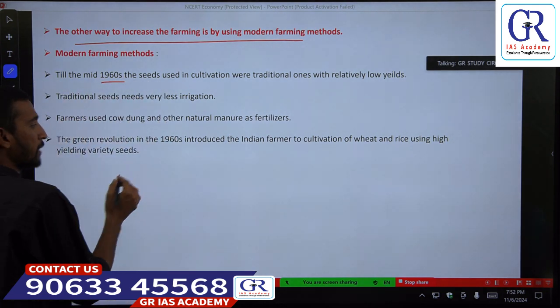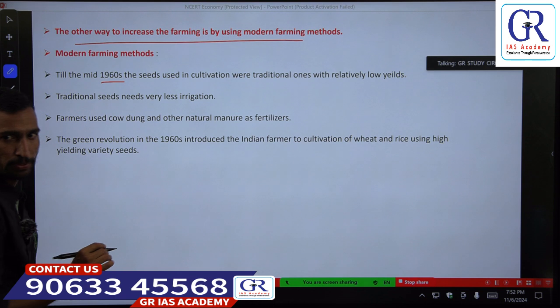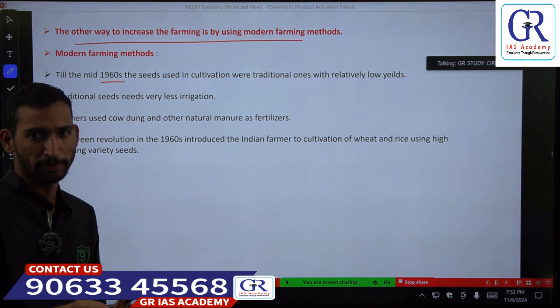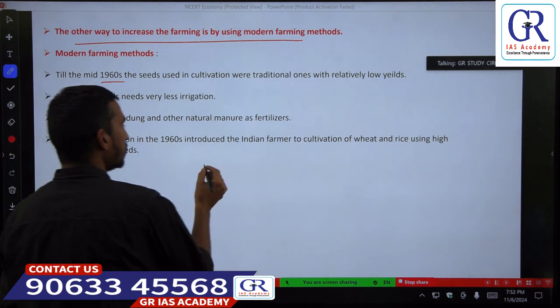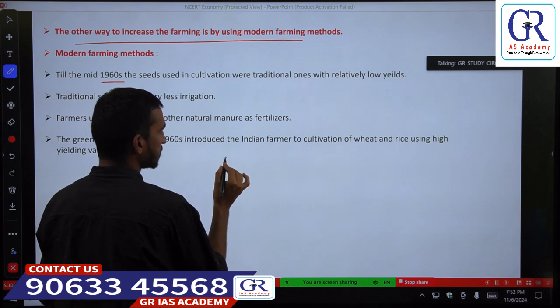At the time of independence, during the British period, what they did was commercialize the agriculture sector.